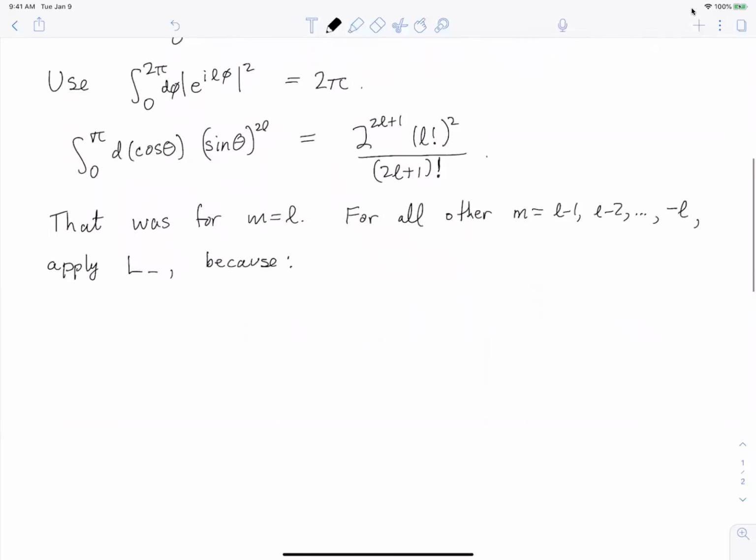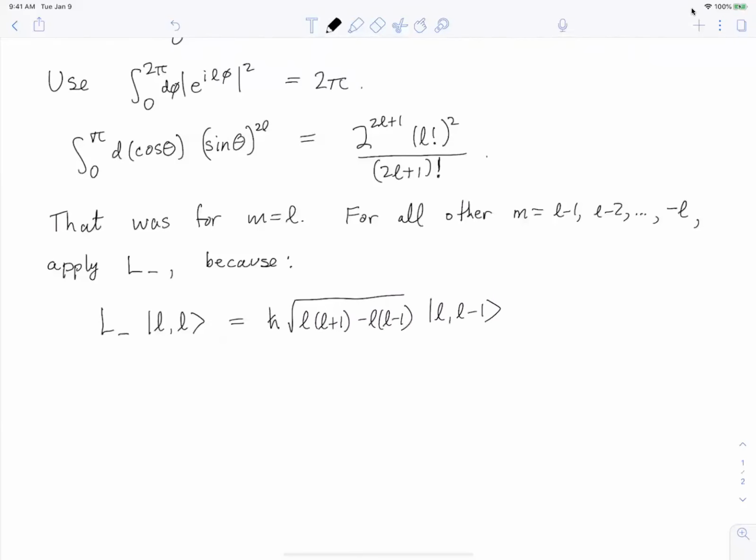And that is, for example, if we act with L minus on the state LL, that means the state with m equals L. Then there was this formula that had an h bar and then a square root of L times L plus 1 minus L times L minus 1, we're plugging in for m, times the state with m lowered by 1 unit. And that simplifies to just h bar square root of 2L times L minus 1.